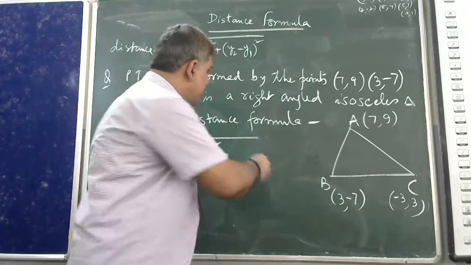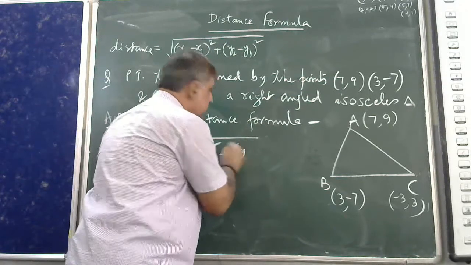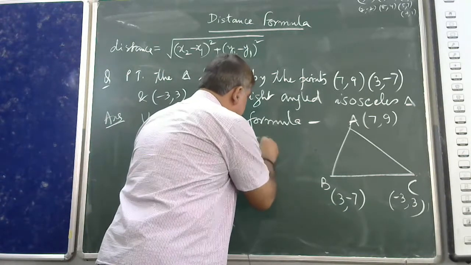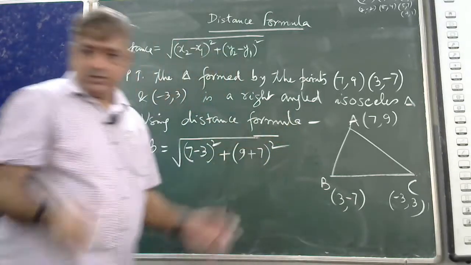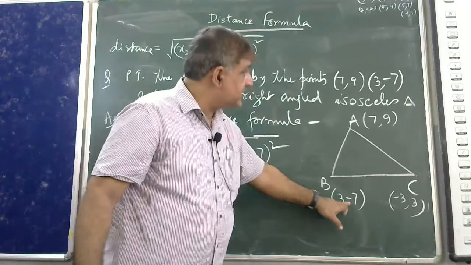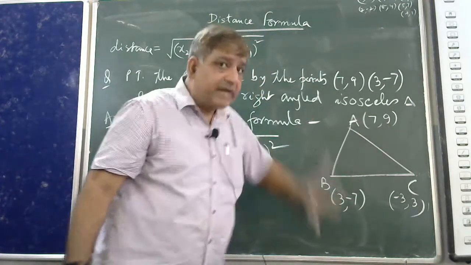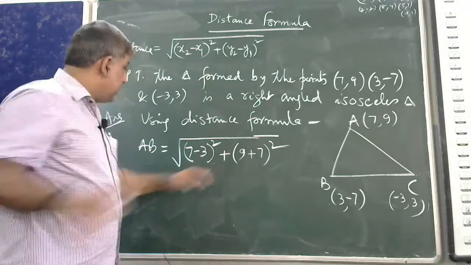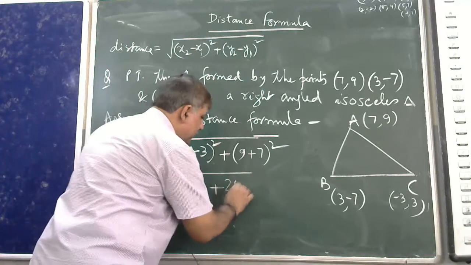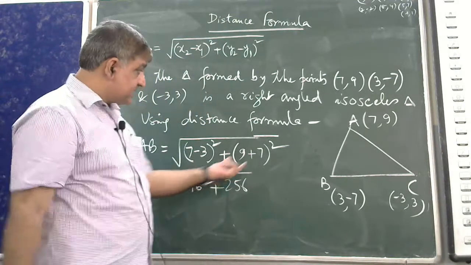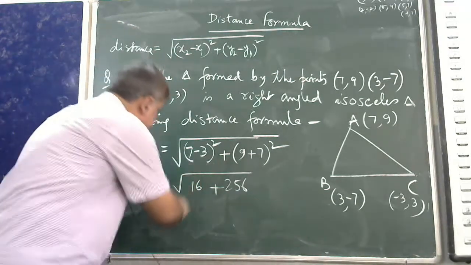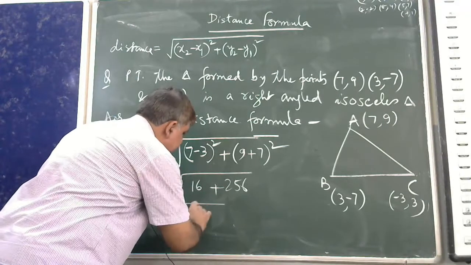Plus the next one, that is 9 and then minus -7, so 9 + 7 whole square. I think all of you easily understand why we are writing plus here: because here it is minus and here it is plus, 9 - (-7), so it becomes plus. Now, if you calculate it, you will get root of 16 + 256. How 256? 9 + 7 is 16, and 16 squared is 256, here it is 16. And if you calculate it, you will get root over 272.